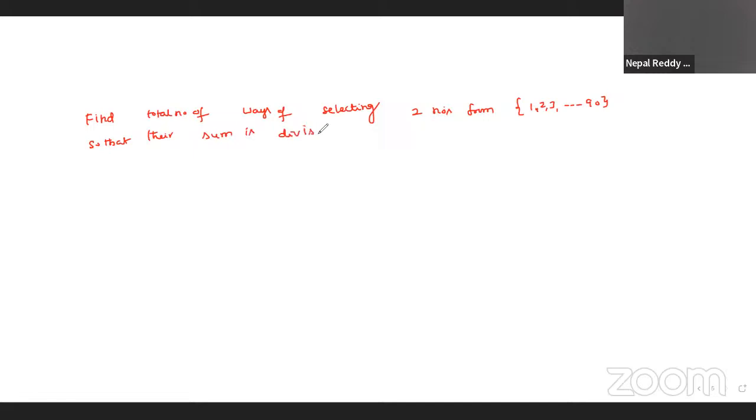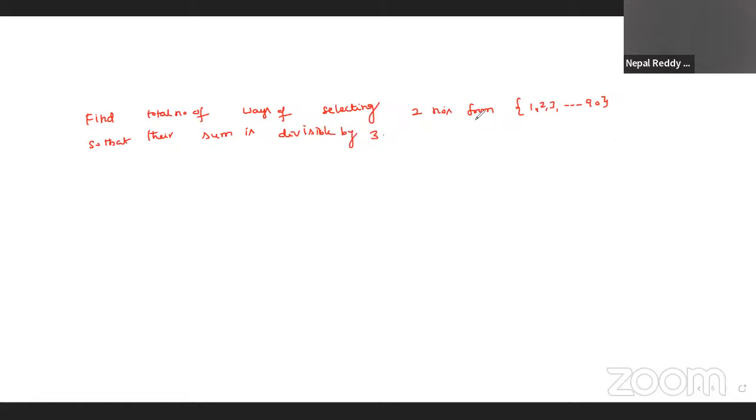Next question. The question is, find the total number of ways of selecting 2 numbers from the set of values 1, 2, 3 and so on up to 90, so that their sum is divisible by 3. This is the question.